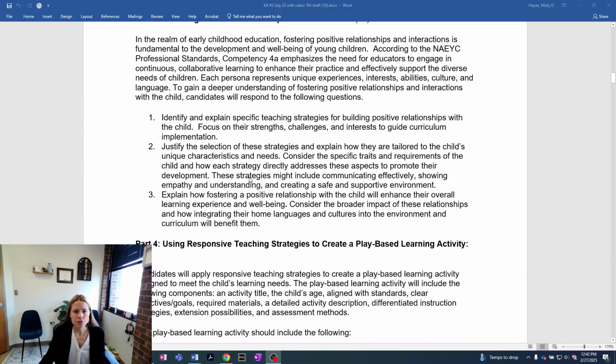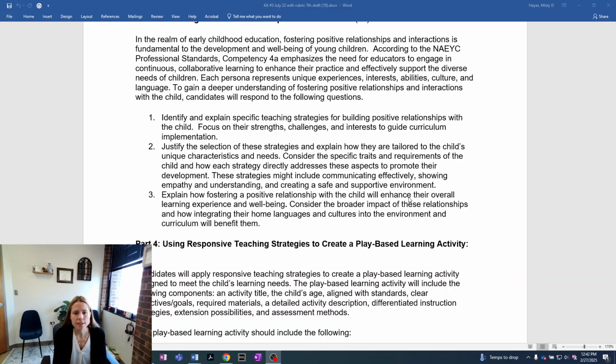The second prompt says, justify the selection of these strategies that you listed in number 1 and explain how they are tailored to the child's unique characteristics and needs. Okay, so what I want you to consider are the specific traits and requirements of the child and how these strategies you listed on number 1 address these aspects, and they're going to help promote child development and their learning.